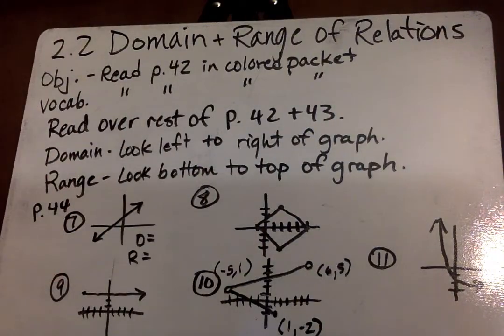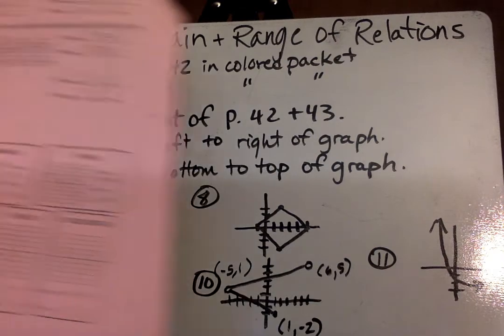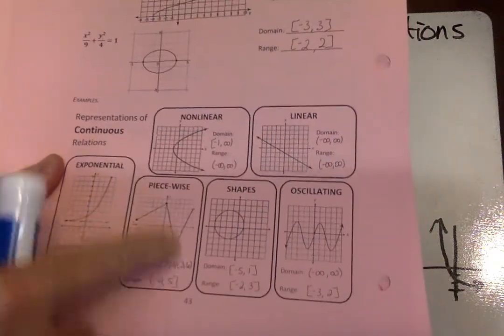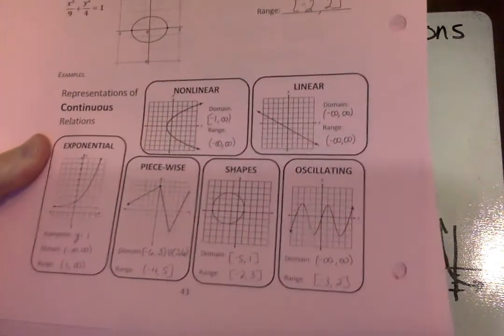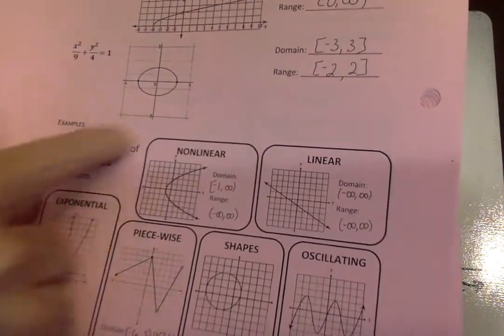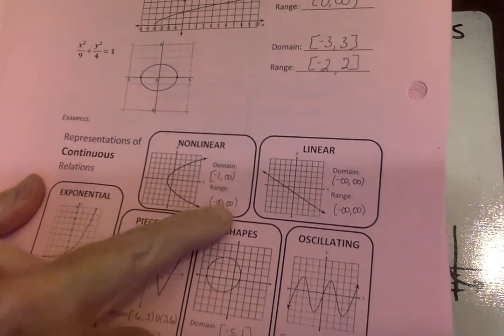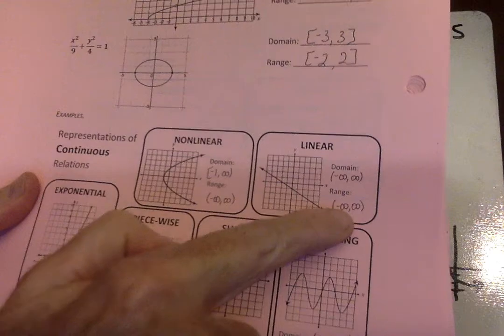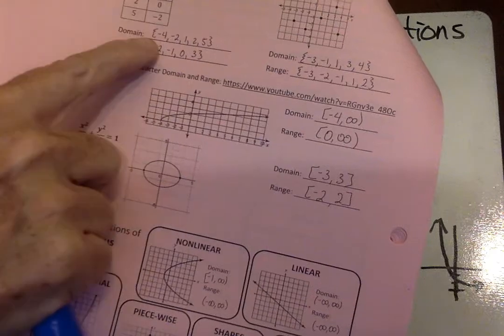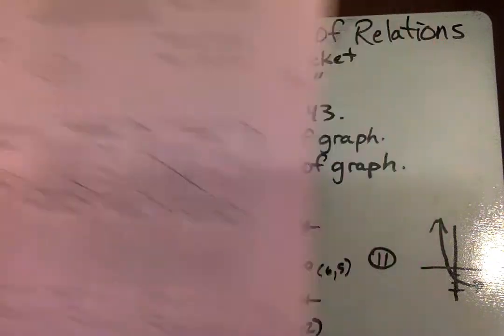Okay, next we're going to move on to page 43. Different types of continuous relations are here, where they're curvy lines, straight lines, curves. These are all continuous because there's some type of line in there. This is also continuous here. And when you have a continuous relation, domain and range are in interval notation. Notice that as opposed to over here, where it's a discrete function and you use roster notation.